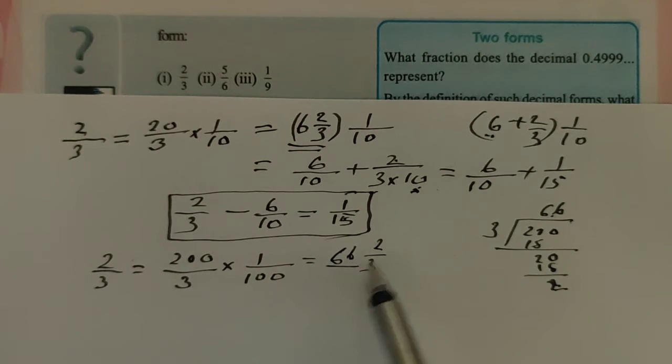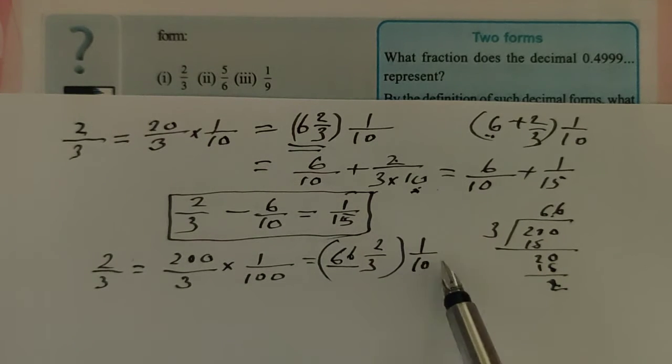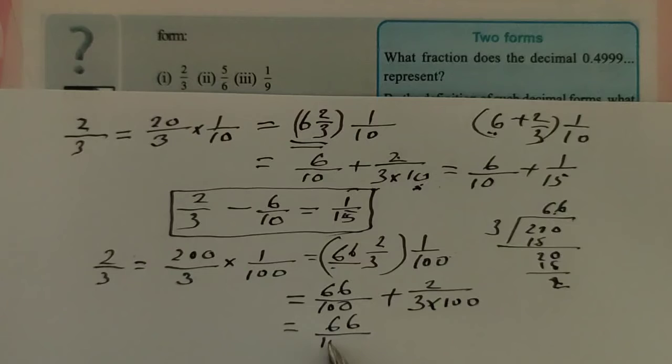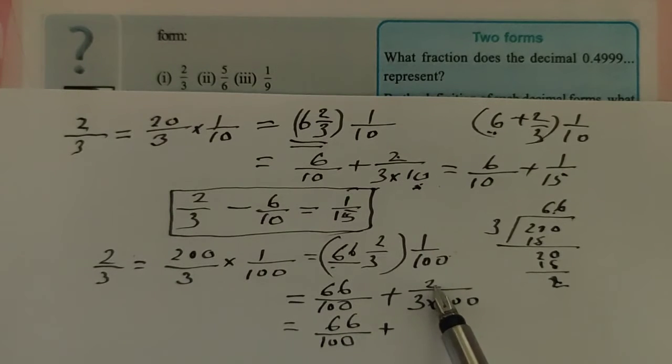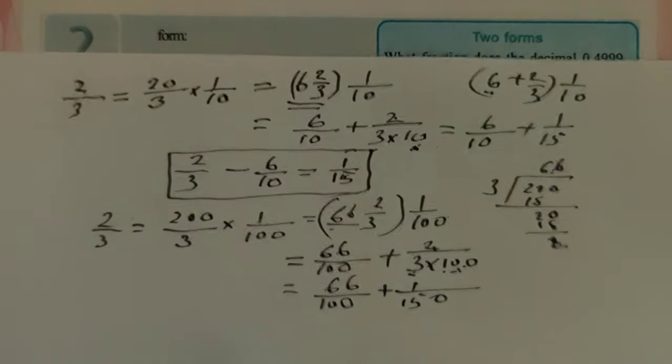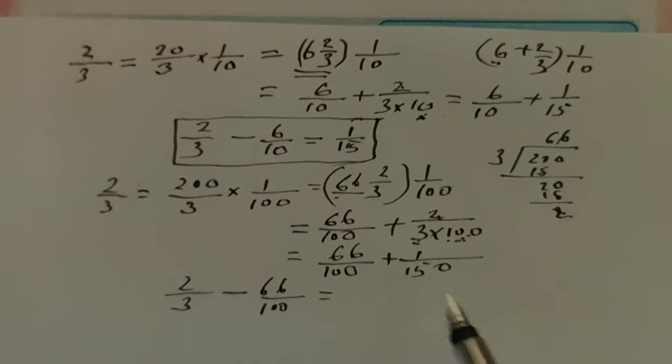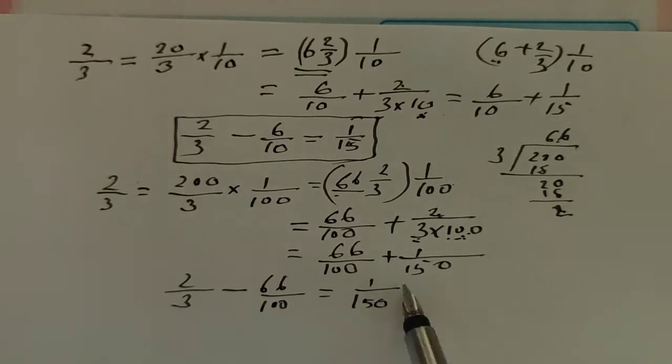This fraction is 66 2 by 3 into 1 by 100. And that happens 66 into 1 by 100, that is 66 by 100 plus 2 by 3 into 1 by 100. That is 66 by 100 plus 2 and 100 cancel. We get 50 here, and 3 into 50 is 150. That is 1 by 150. Then again you write 2 by 3 minus 66 by 100, you get 1 by 150.